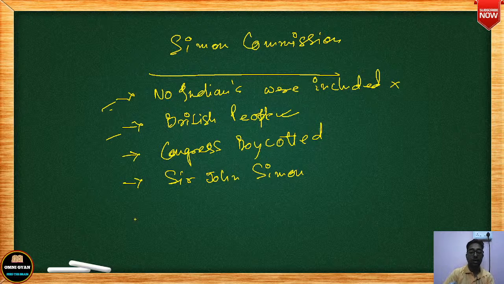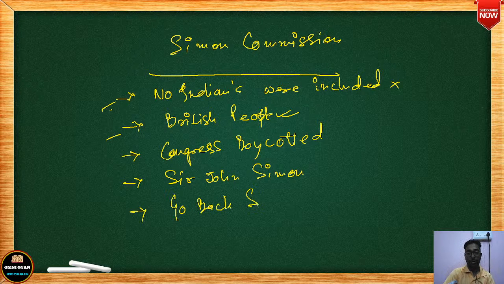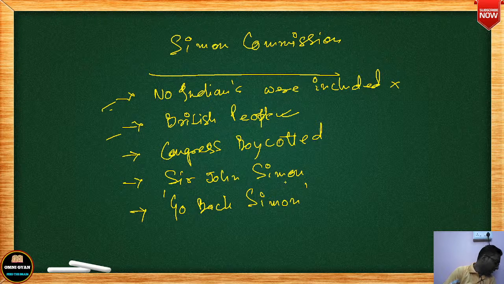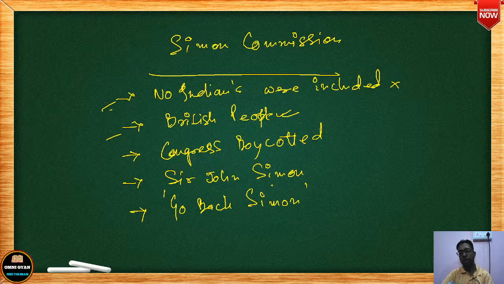You must have heard that famous slogan, "Go back, Simon, go back, Simon." When the Simon Commission arrived in India in 1928, it was greeted with the slogan "Go back, Simon." It is on page 32. The response in India was unanimous and immediate. Everybody, not only Congress, boycotted the Simon Commission at that time.